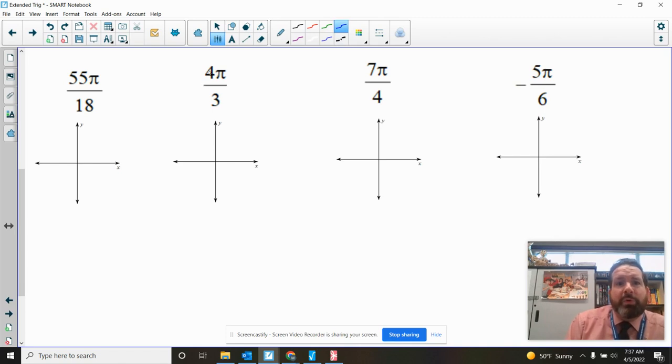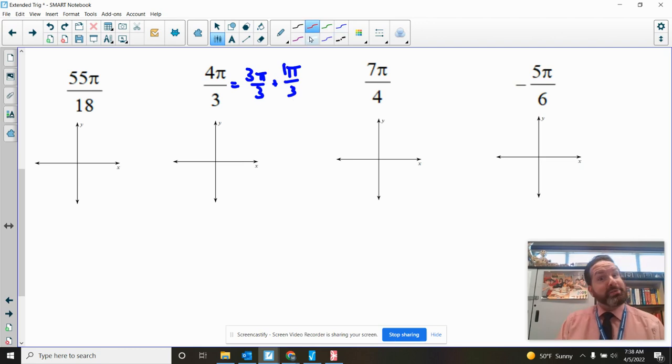Think of this 4 pi over 3 this way. We'll come back to this one. It's got a little nastier denominator, so we'll save it. Think of it as 3 pi over 3 plus 1 pi over 3. The reason to do that is that it makes it so much easier to draw your angle, because the 3s reduce, and this is just a half a turn. So this is saying go a full half of a turn plus another pi over 3.